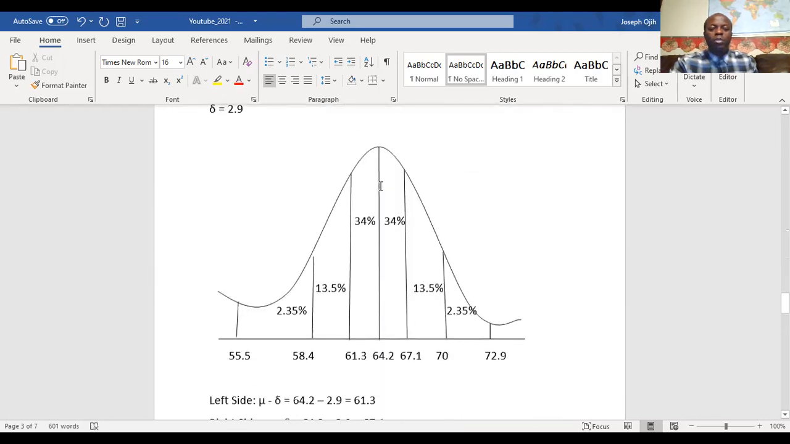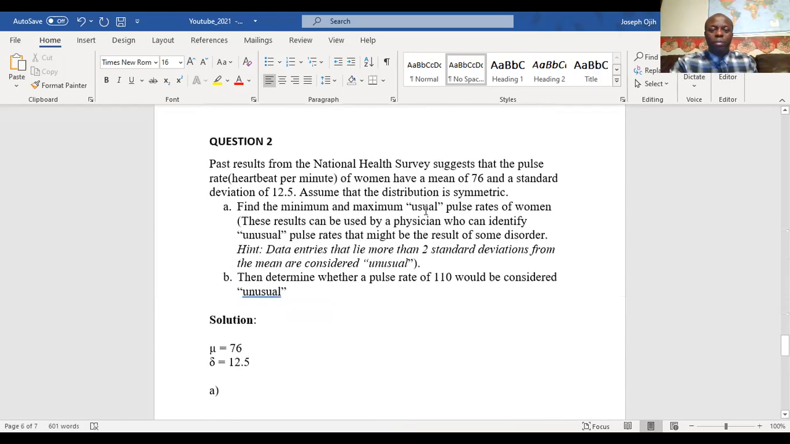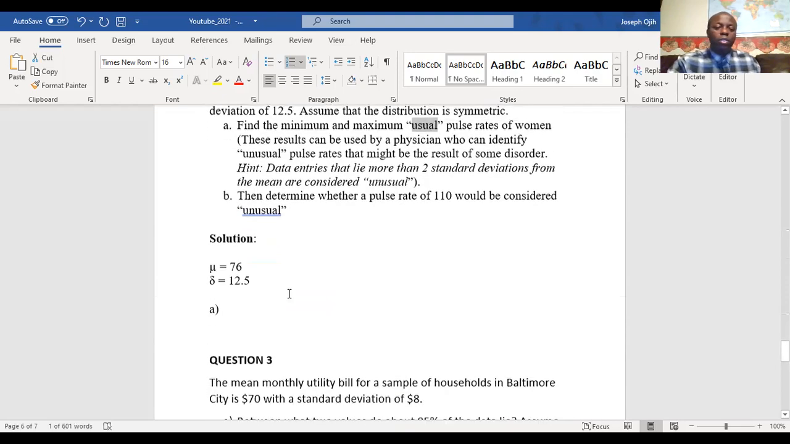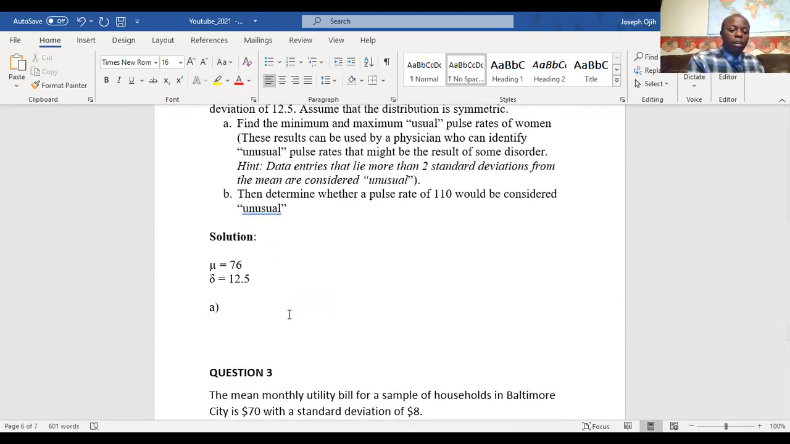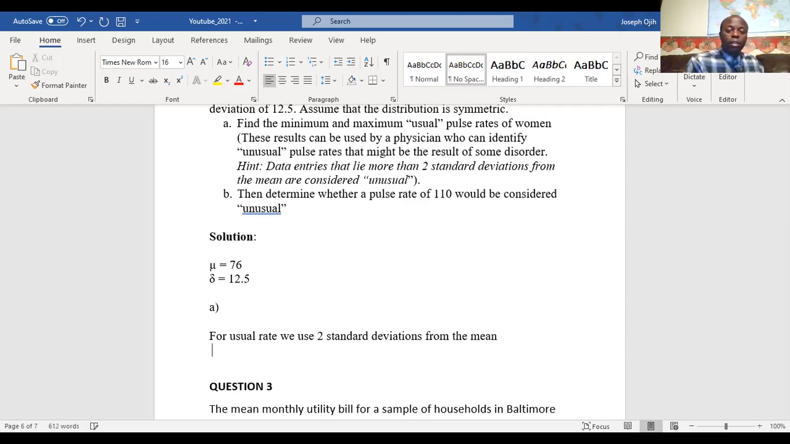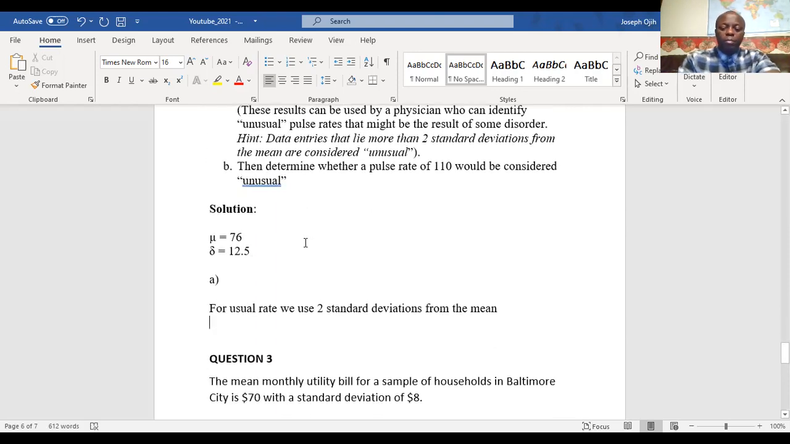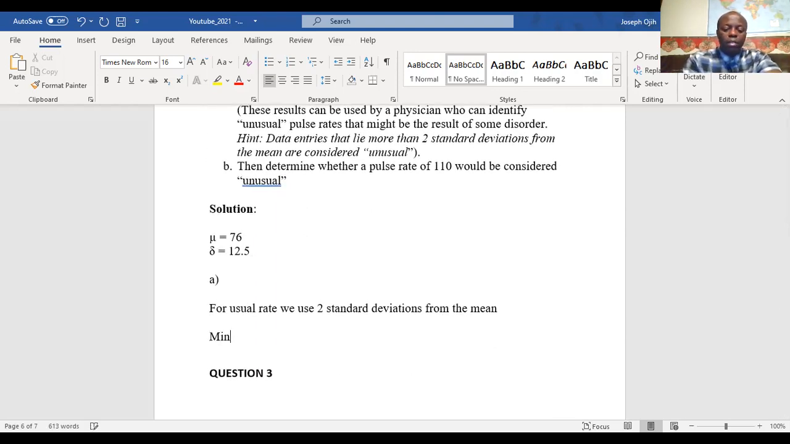So when I'm saying usual, some people might be asking, what is he talking about? This is what I mean by usual rate. We use two standard deviations. Anything that falls within two standard deviations of the mean is considered a usual or regular rate.